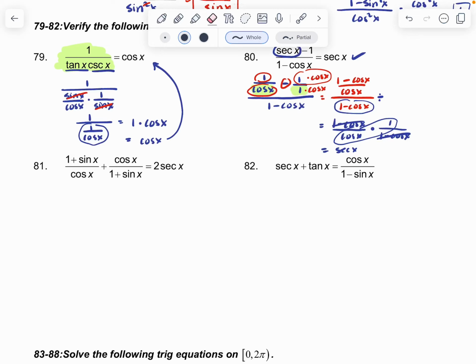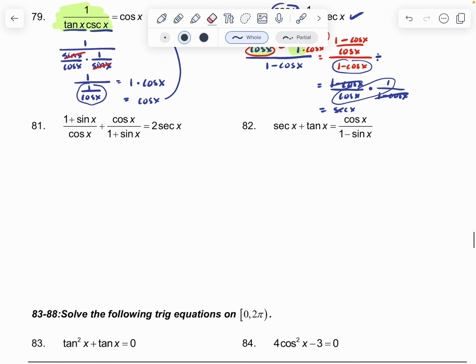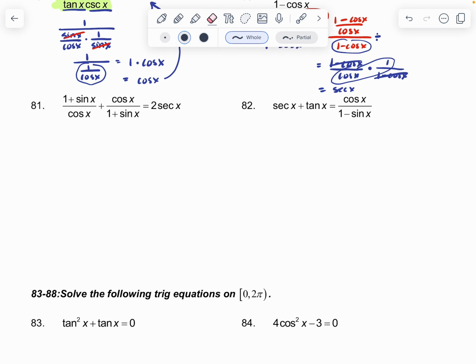All right, guys, let's see if we can get up to 100 today. So number 81, this one's a proof. So you need to show that the left side equals the right side. Remember, always start on the hardest side first, which is clearly the left side.